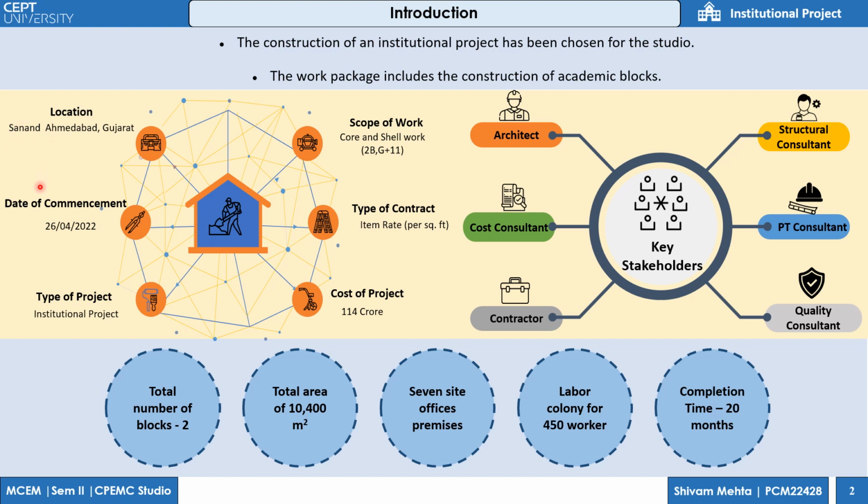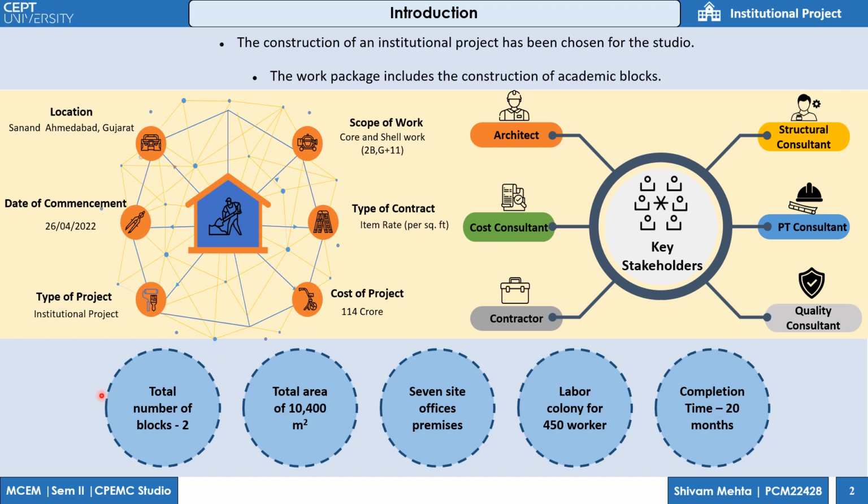The date of commencement is 26th of April 2022. Type of project: institutional project. Scope of work: core and shell work with 2 basements and G+11. Type of contract: item rate per square feet. Cost of project is 114 CR. The key stakeholders are architects, structural consultant, cost consultant, PT consultant, contractor, and quality consultant.